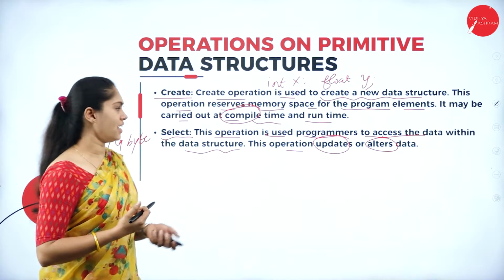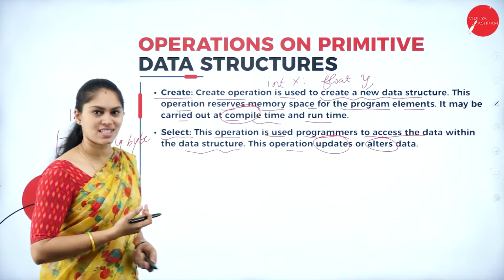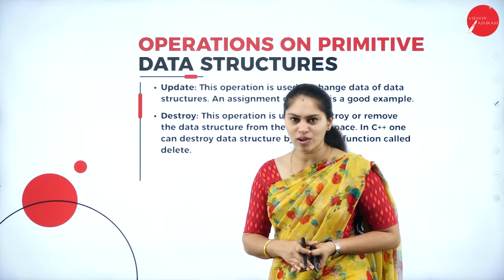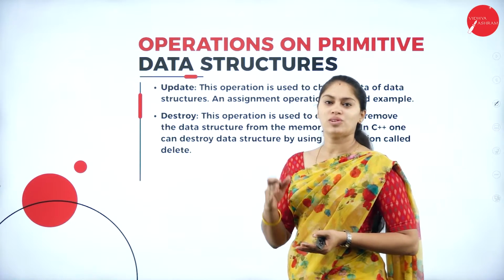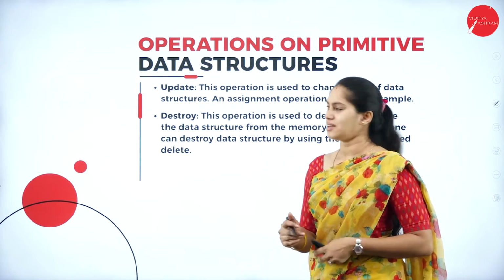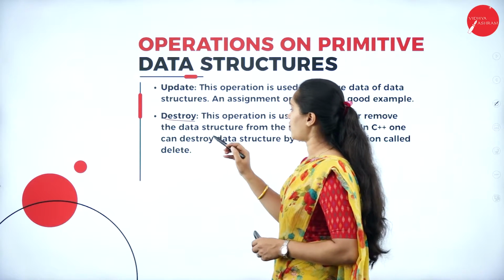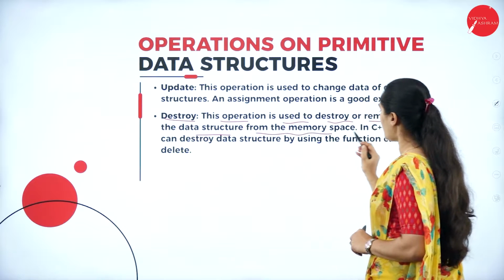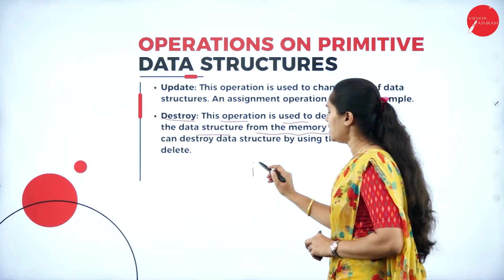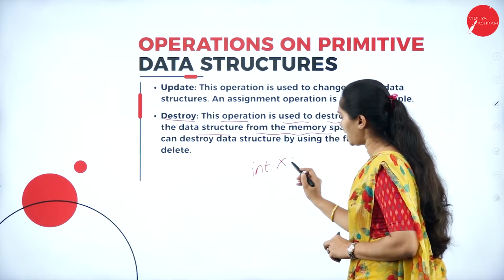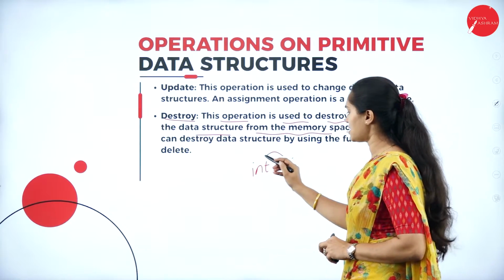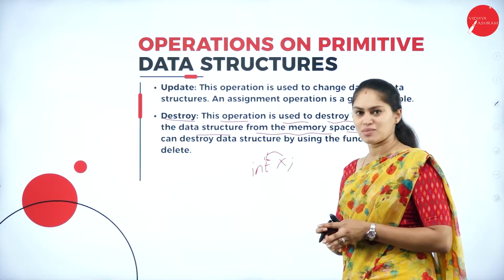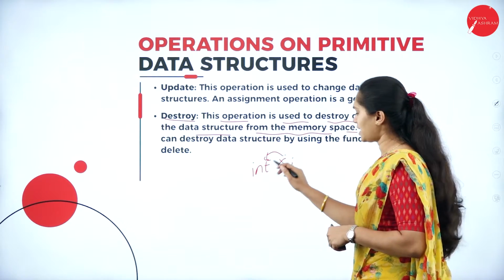So we got to know regarding create and select. Once something is created, it needs to be destroyed. That means whatever memory space I have allocated needs to be removed once its work is done. That is regarding destroy. This operation is used to destroy or remove the data structure from the memory space. For example, by making use of create, I create int x. That means x is a variable of data type integer. At that time, 2 or 4 bytes of memory space will be allocated for my x variable.